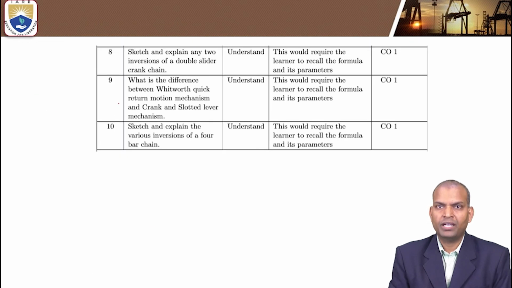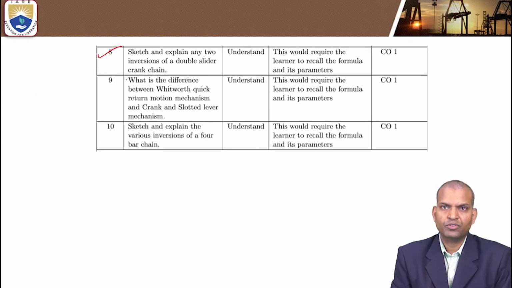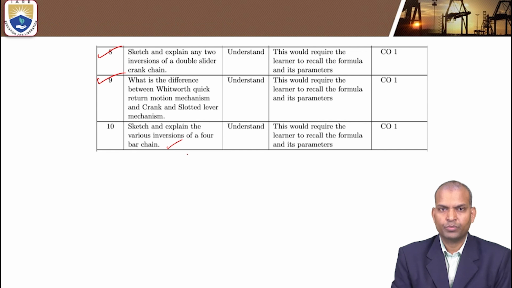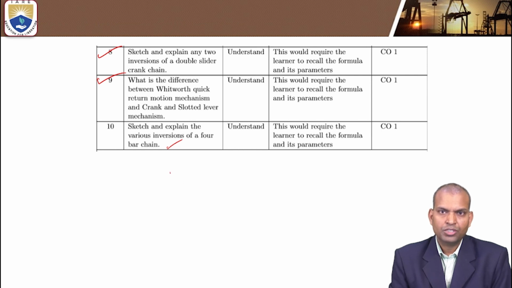Now, sketch and explain any two inversions of a four-bar chain. Yes, questions are repeated. In the previous lecture, I covered the 4-bar chain and its various inversions based on Grashof's law. If we fix the shortest link, we obtain a double crank mechanism. Link opposite to the shortest link is fixed, that is, the longest link is fixed.